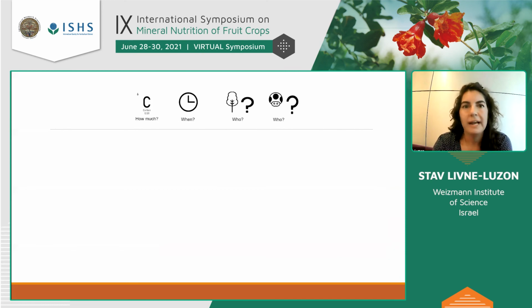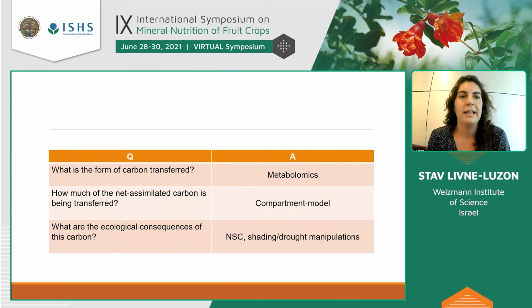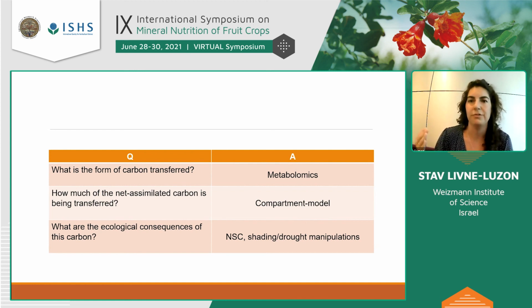So we were able to answer four questions in this study: specifically, how much carbon was being transferred, when does the transfer occur, who are the species transferring the carbon, and who are the fungal partners involved. Yet a few other questions remain unsolved, like what is the form of carbon being transferred? And we're trying to answer this using metabolomics now. How much of the net assimilated carbon is being transferred? And for this, we are now running a compartment model, calculating the different fluxes between the different plant tissues of how much carbon is being moved.